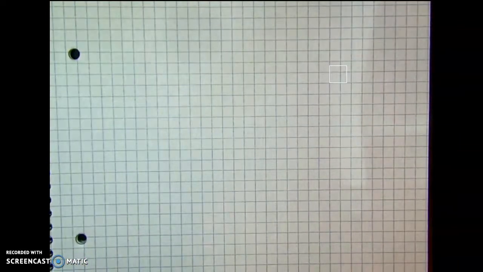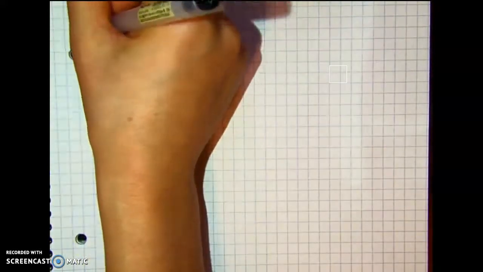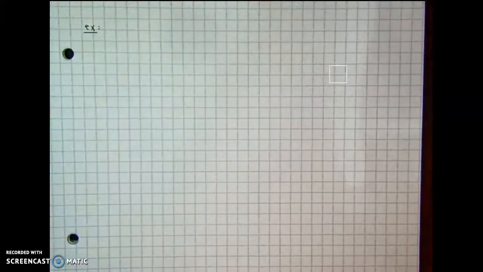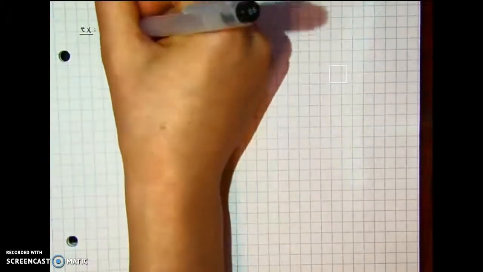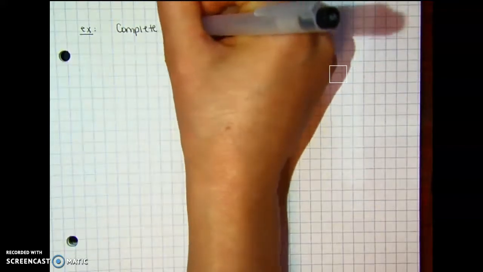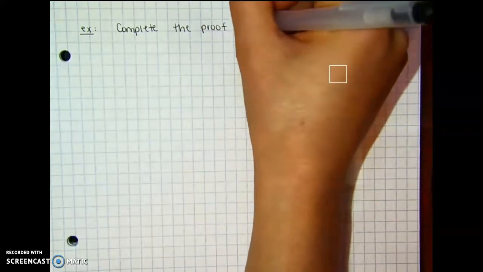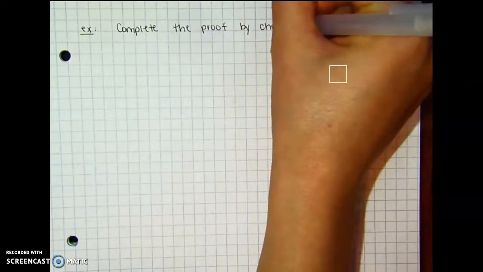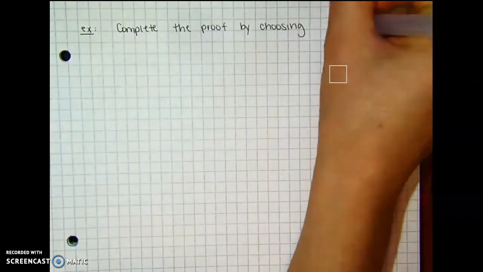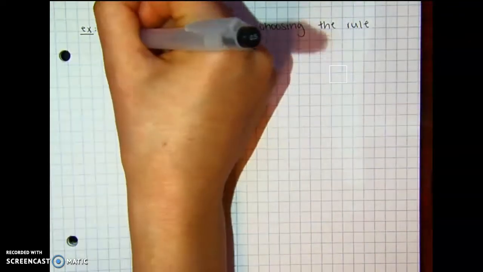Another problem, sorry if you can hear Coda whining outside. Another type of problem is a complete the proof. And we'll start off easy right now. So eventually you'll be doing the proofs completely on your own. But let's do a complete the proof. So you're going to complete the proof by choosing the rule that justifies each step.